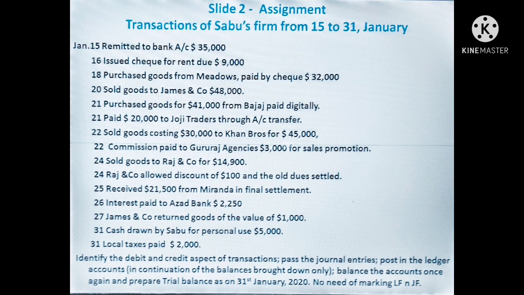Cash drawn by Sabu for personal use. Drawings, it is drawings. Drawings always to be debited and cash goes out. So drawings account debtor to cash account. Local taxes paid $2,000. Local tax account debtor to cash account $2,000. Local taxes expenditure to be debited and cash goes out, so to be credited.